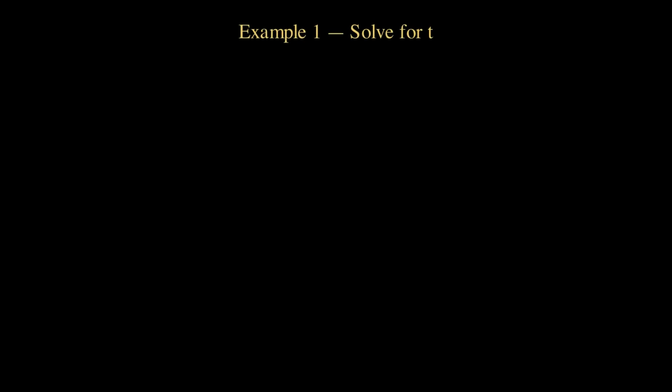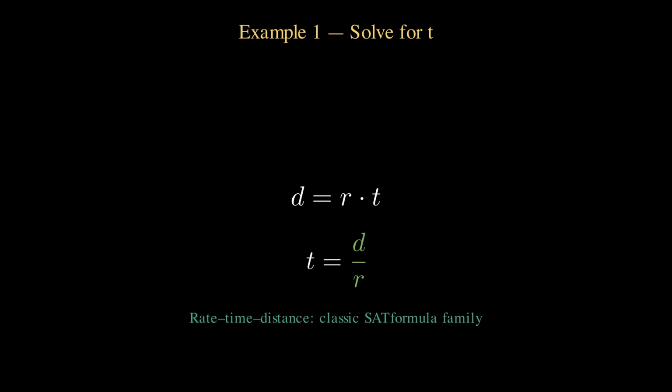Example 1, easy. The distance formula states d equals r times t. Solve for t, the time. t is multiplied by r, so divide both sides by r, assuming r is not 0. That is the rearranged formula you use when you know distance and rate and want time. The same isolation mindset scales up. Formulas with parentheses just need one extra distribution or subtraction before you divide.